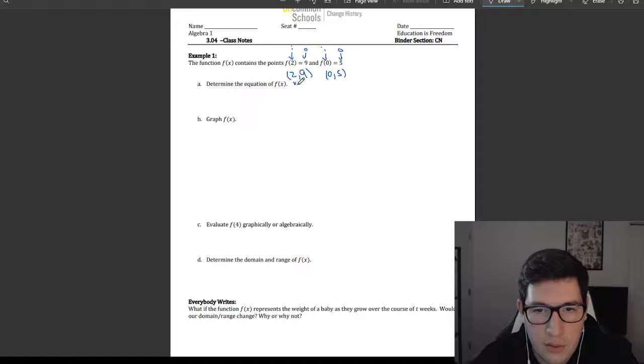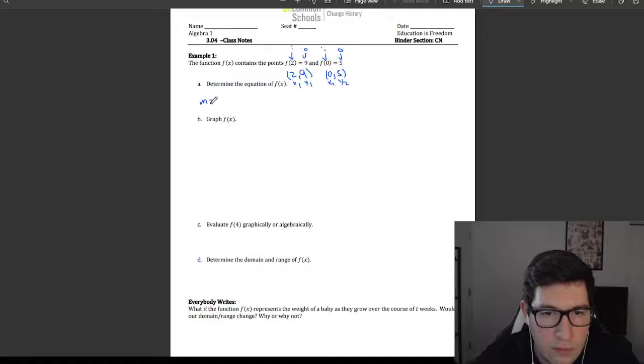So I'm going to go ahead and label this x1, y1, x2, y2. And then I'm going to go ahead and perform my slope calculation the same as I would for anything else. So I'm going to have that (5 minus 9) over (0 minus 2) is going to be equal to, well, 5 minus 9 is going to be negative 4 over 0 minus 2 for a negative 2, which is going to give me a positive 2 when we reduce this. So that my slope is equal to a positive 2.